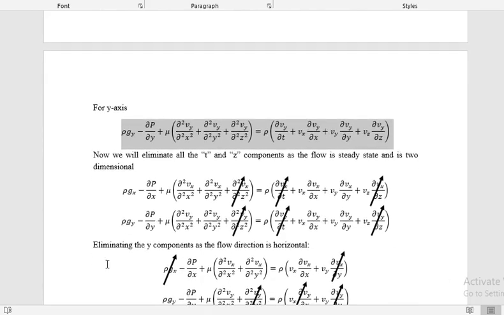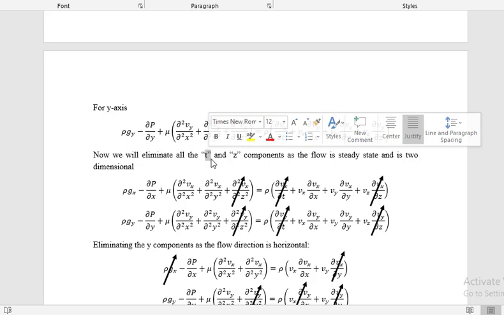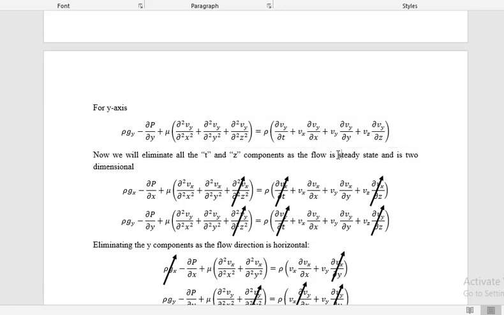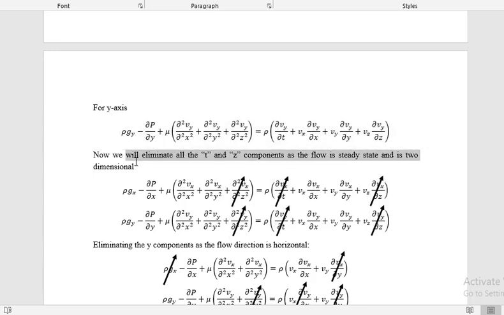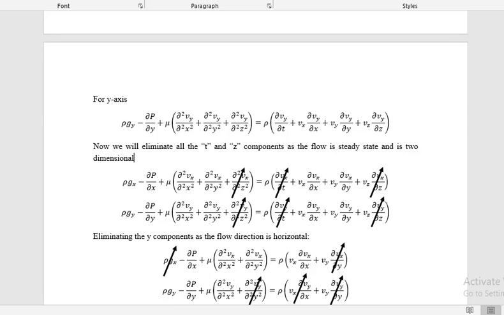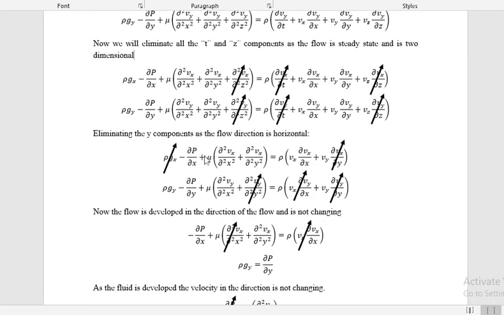Here you can see these two equations written again, along the x and y direction. Now we will eliminate the t component because our assumption says that the flow is steady, as I have written here, steady state. As it is two-dimensional flow, the z components will also become 0. These are the two assumptions that we have stated earlier, and I have crossed out the terms that vanish. Now after doing so, let's move on to the next.